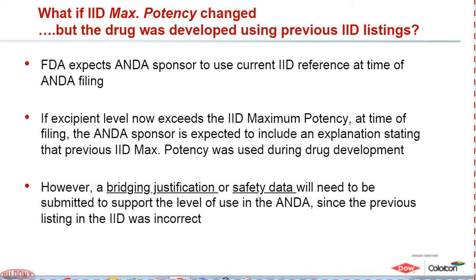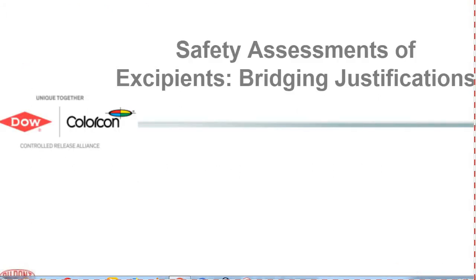But if the excipient level now exceeds the maximum potency that was listed in the IID at the time of the filing, the sponsor is now expected to include an explanation stating that the previous IID maximum potency was used during drug development, but now they also have to provide either a bridging justification or safety data to support the level of use in the ANDA, since the previous listing in the IID was incorrect. So now we're going to take a look at the safety assessments that are needed for the bridging justifications. Dave, why don't you get us started on that?